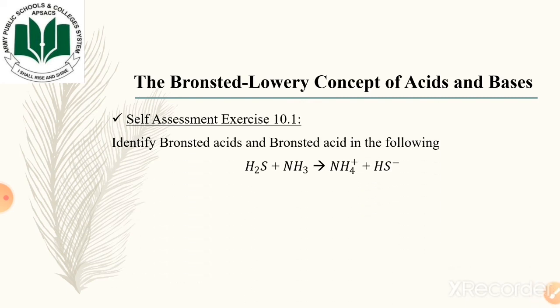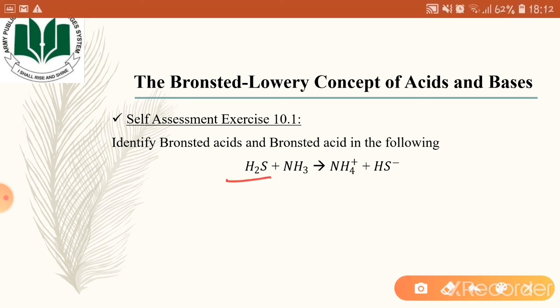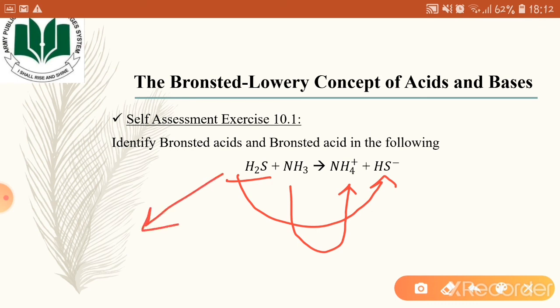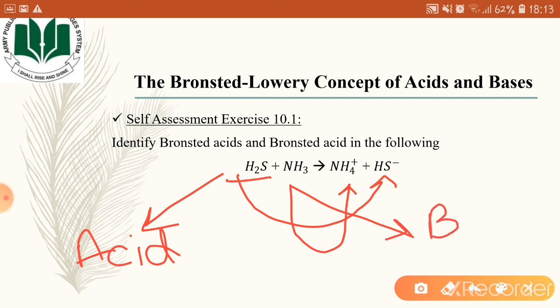Now here is another example in which H2S reacts with NH3 to form NH4+ and HS-. You may see that this substance is donating a proton to form this negatively charged species, and this substance is accepting a proton to form this positively charged species. So hydrogen sulfide may be referred to as the Bronsted-Lowry acid, and ammonia may be referred to as the Lowry-Bronsted base.